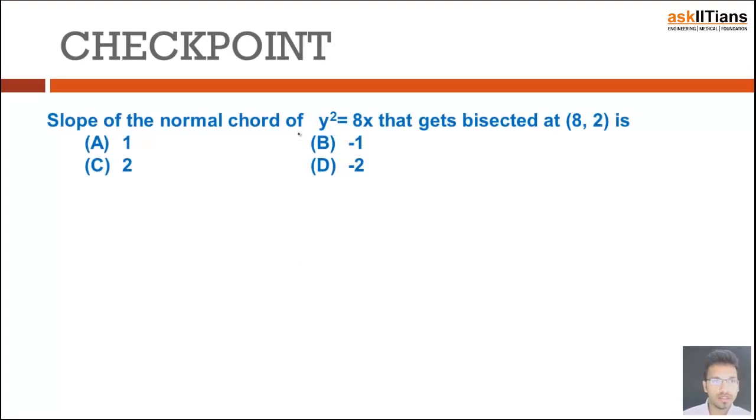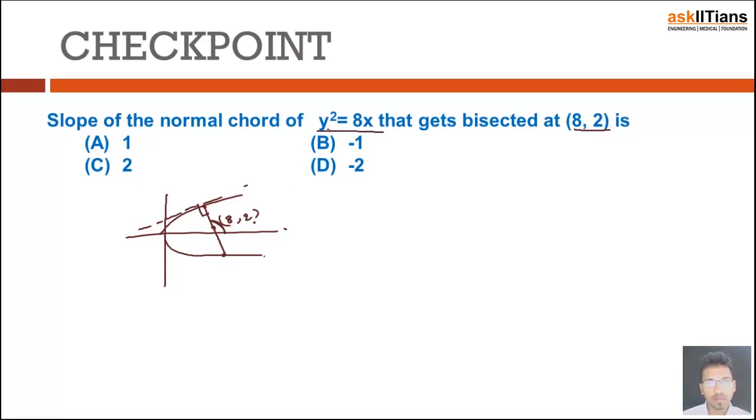Slope of the normal chord of y square equal to 8x that gets bisected at (8, 2) is, okay. So in this question, first let us draw a figure and see what it is saying. Suppose this is the point (8, 2). When we draw the figure, the question becomes quite clear, meaning what we are aiming at. We need to find this slope. So now let us see how we can start this.